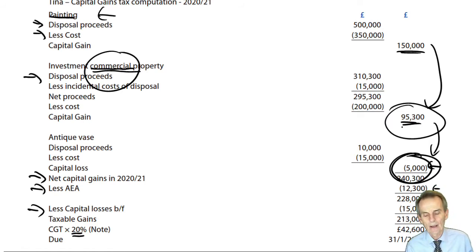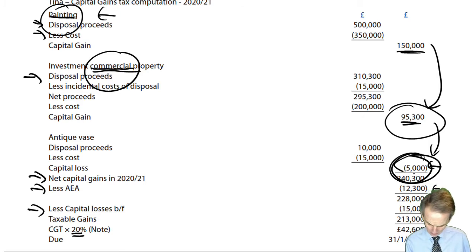If it were that, that would be 28% as compared to the painting, or as we see in this question and the answer to it, it's only 20%. Not an issue here because both gains were subjected to the same tax rates. But watch out for that. Had I just changed it to residential property there, then we'd need to keep that gain separate from any other, and we would allocate any losses and indeed any AEA from those particular gains on residential property.